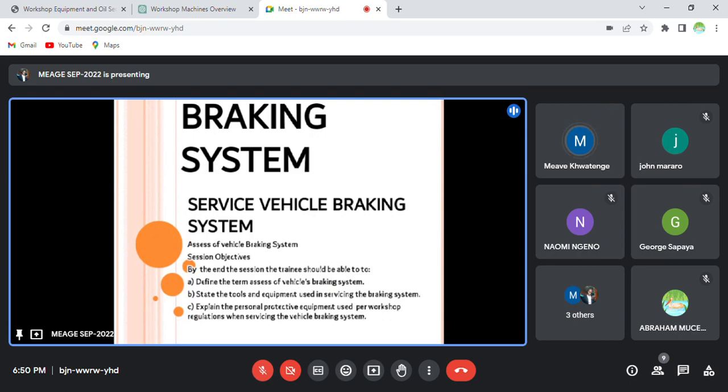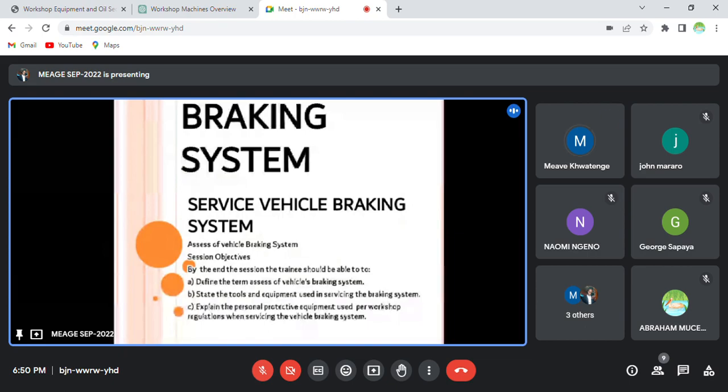By the end of this session, the trainee should be able to define the term assessing of the vehicle braking system. Number two, the tools and equipment used in servicing the braking system. And lastly, explain workshop regulation when servicing the braking system.